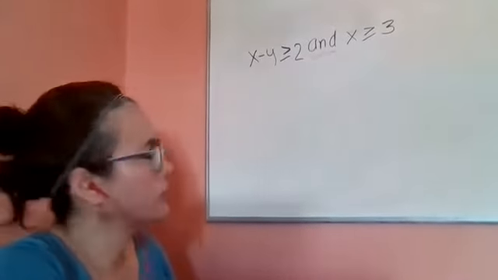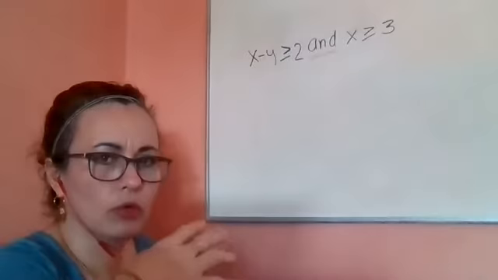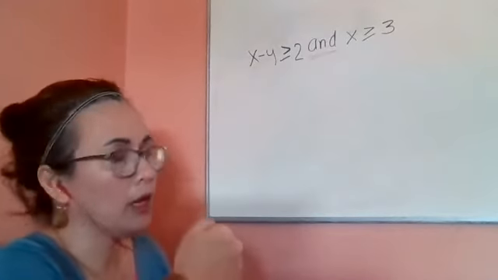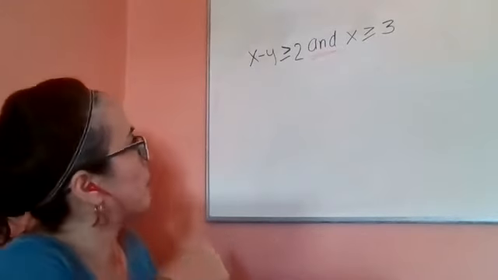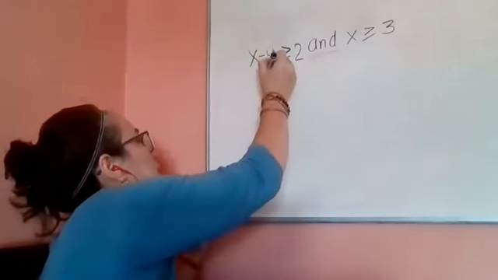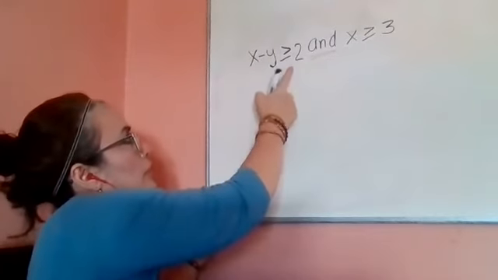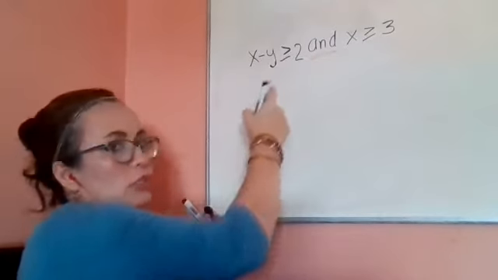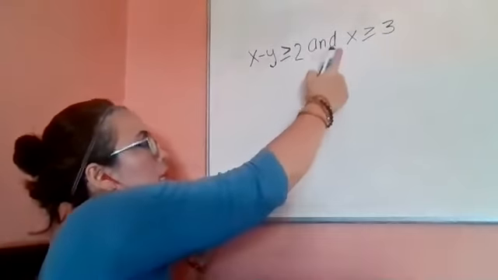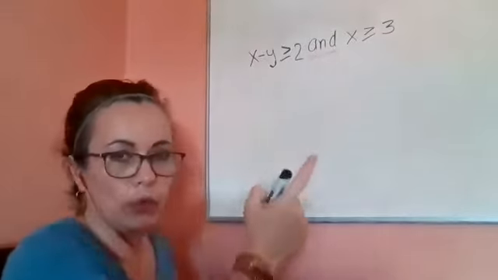Hello again. I'm going to explain today how to work with two inequalities at the same time and how to graph them. First of all, let's read the problem that we have here. Graph x minus y greater or equal than 2. And this is really important that you identify which one is the connector. And it's "and" x greater or equal than 3.